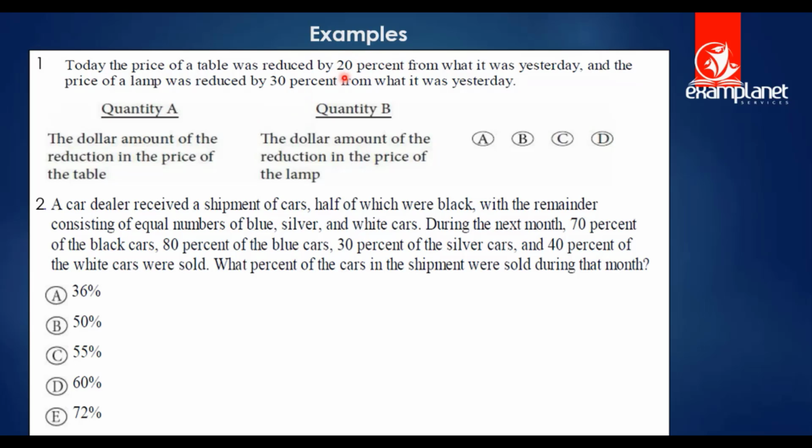We only know about the percent, but to know the dollar amount, that means you need to know the price of the table and the price of the lamp. So since we don't know the price of the table, we don't know the price of the lamp, there's no way we can calculate the exact amount removed.